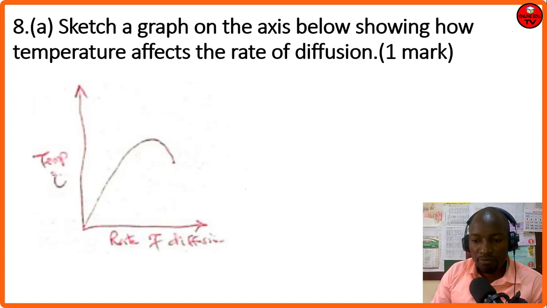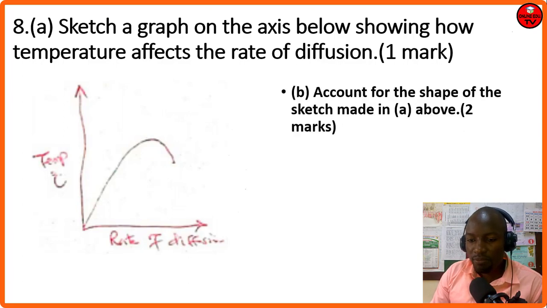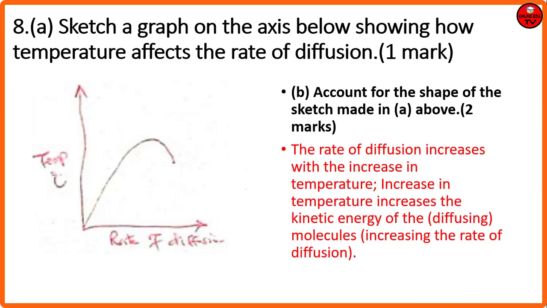Now, let us continue. Account for the shape of the sketch made in A above. The rate of diffusion increases. You can see from the sketch that the rate of diffusion increases with the increase in temperature. Increase in temperature increases the kinetic energy of the molecules and therefore increases the rate of diffusion. So that is what you can see from that.